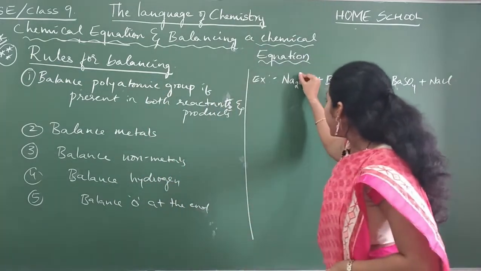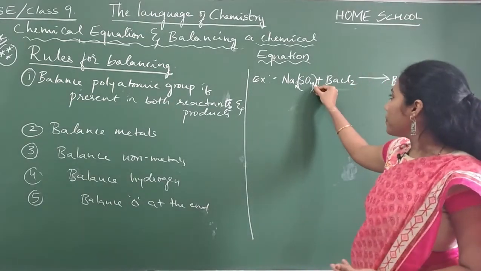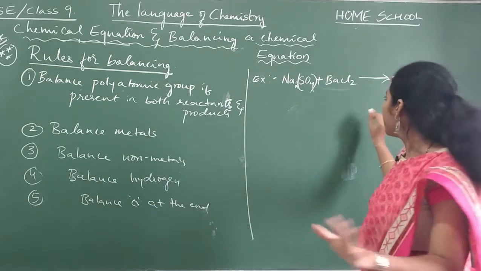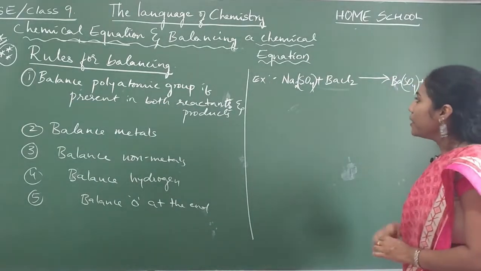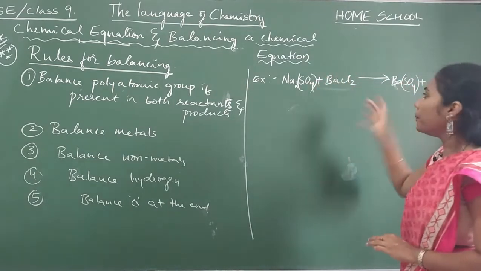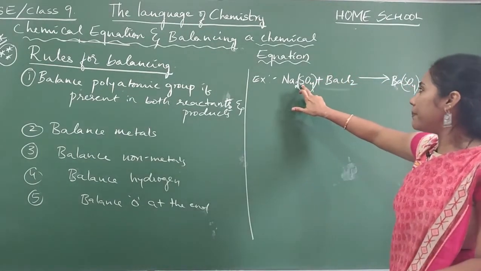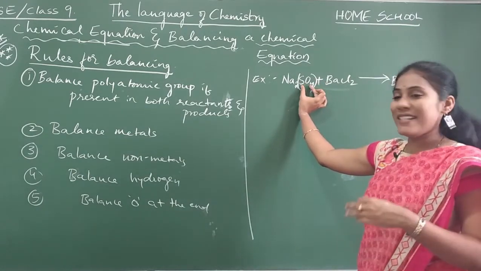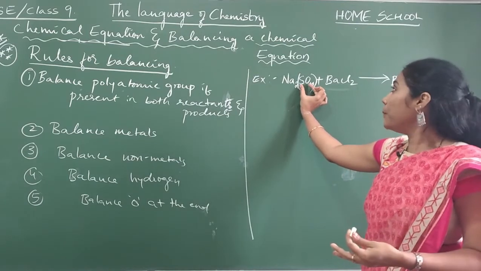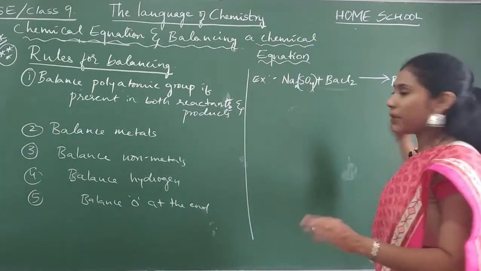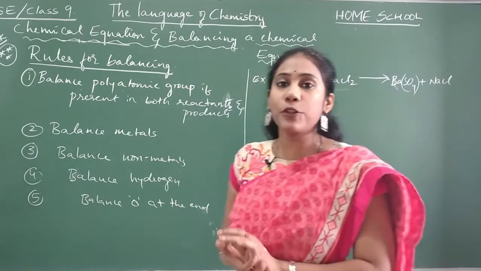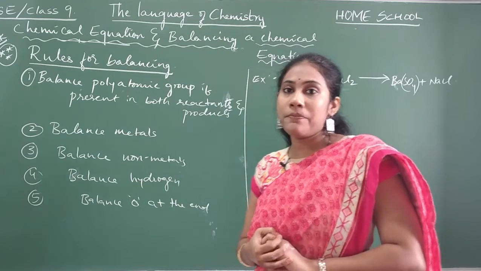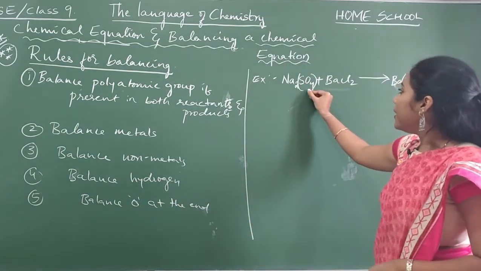Yes, it is there. Sulfate, SO4. See, this SO4 is there in the product also or not? Yes, it is there. So you can consider this as a group and balance. You don't need to consider sulfur separately, oxygen separately. You are considering both the elements as a group. And that group must be there on the reactant side as well as the product side. Then only you should consider it as a group. Otherwise, you should not consider it as a group. You should take them as separate elements only.